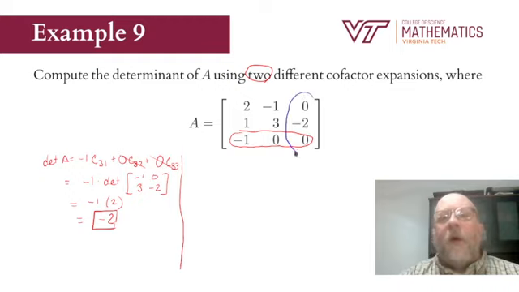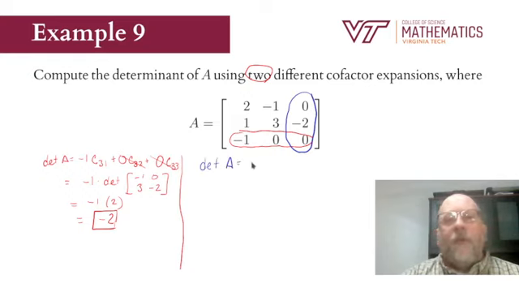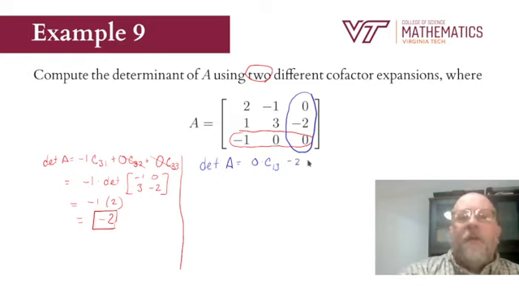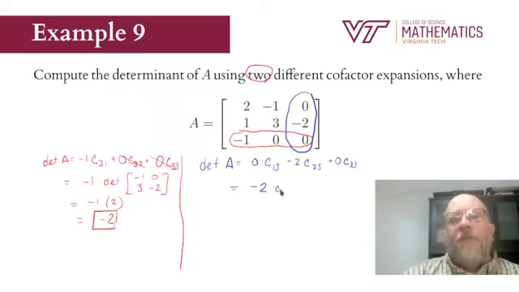This column also has 2 zeros in it. So we could use the column, and we get the determinant of A is 0 times the cofactor in the 1, 3 position, minus 2 times the cofactor in the 2, 3 position, and plus 0 times the cofactor in the 3, 3 position. So that's negative 2 times the determinant in the 2, 3 position.